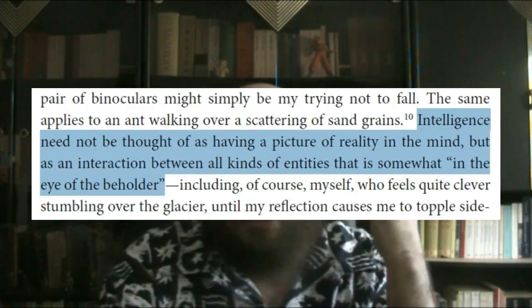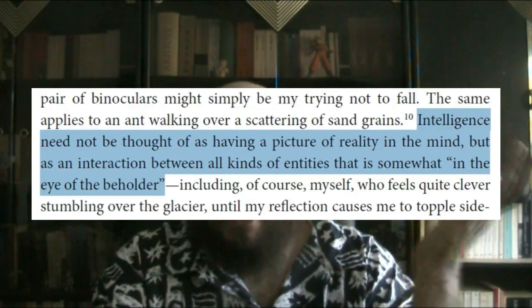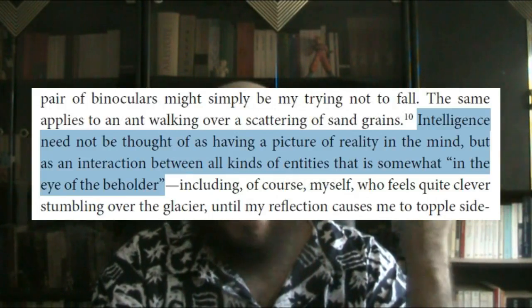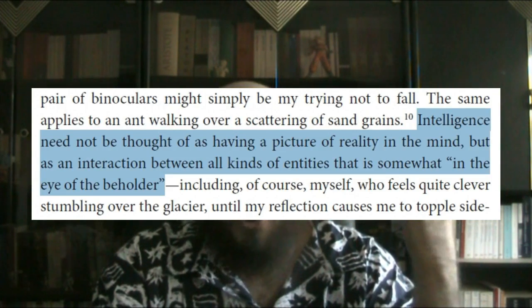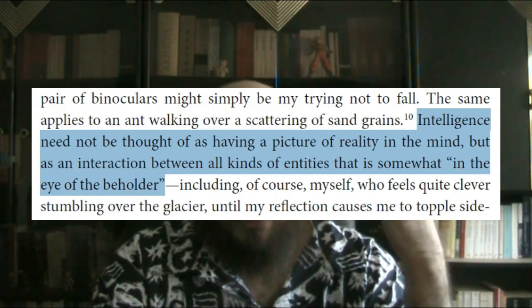That's aesthetic causality. To go back to consciousness, whatever is experienced as consciousness or whatever causes an experience of consciousness, then it is consciousness. Quote, intelligence need not be thought of as having a picture of reality in the mind, but as an interaction between all kinds of entity that is somewhat in the eye of the beholder.